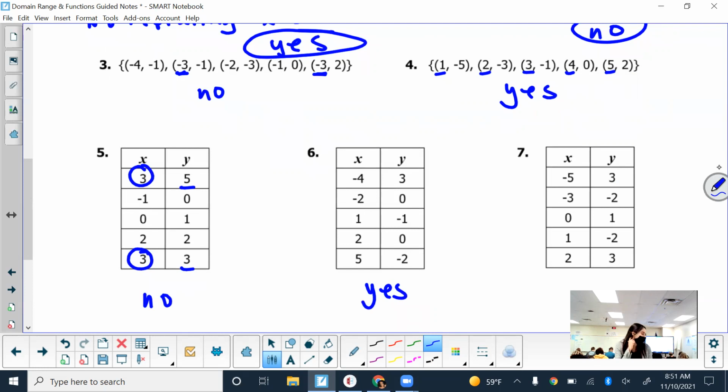Look at number 7, don't say it yet. Is number 7 a function? Yes or no? Yes. Good.